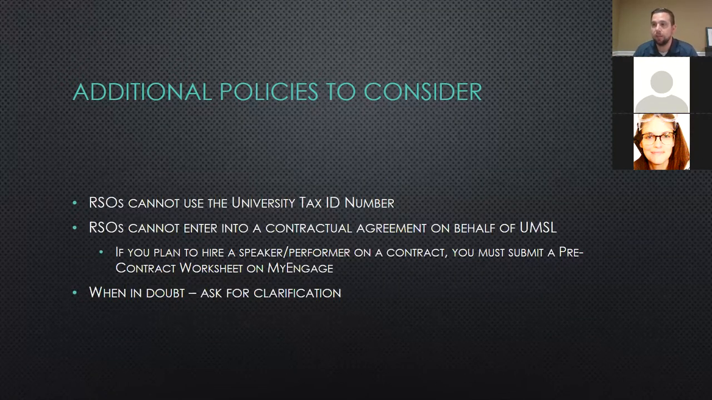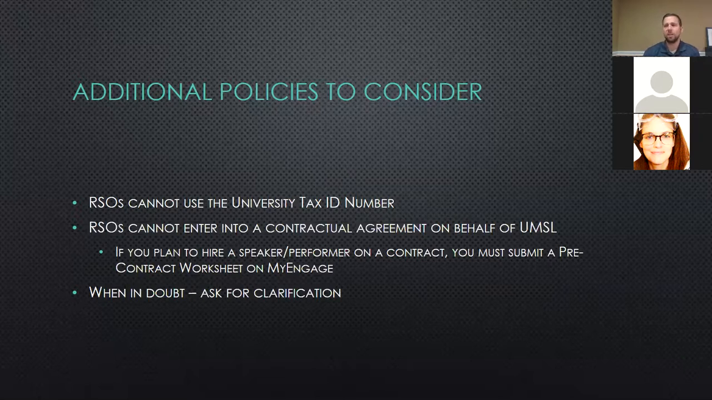Just some more policies to keep in mind. The university does have tax exempt status, but per the rules of the university, RSOs cannot use that tax exempt ID. That's really going to come into play, the most common example being when we see an RSO trying to do a fundraiser or a profit share with a local business. So if you do a night at a restaurant where 5% of every meal purchased is donated to your org, the restaurant's probably going to ask you for a tax ID number. Unfortunately, we cannot provide that to you. RSOs are not permitted to use the tax ID number for their own activities.